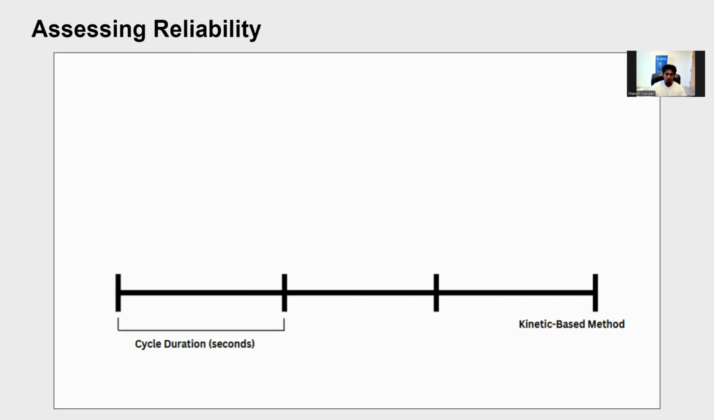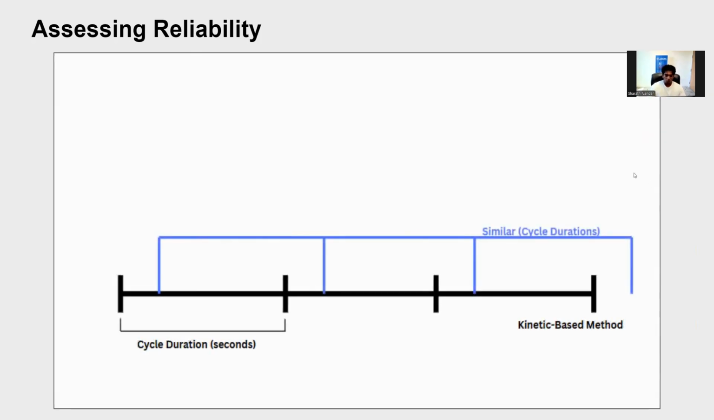So the space between each dash is the cycle duration here in this diagram. And it shows three cycles using the kinetic baseline method, for example. So this diagram can help us understand what can be considered a reliable and unreliable method.